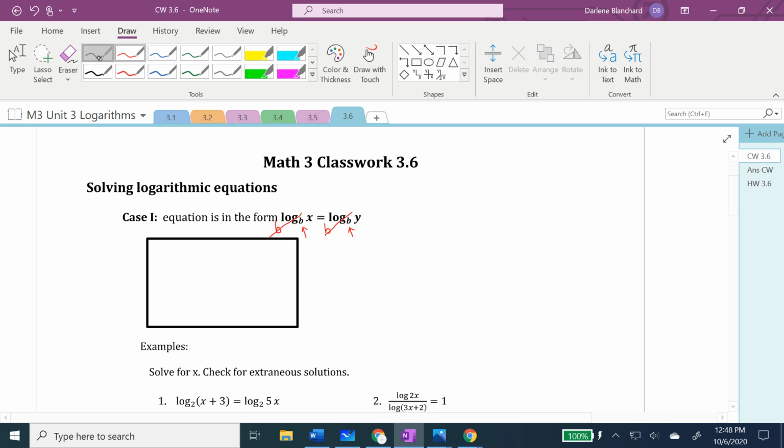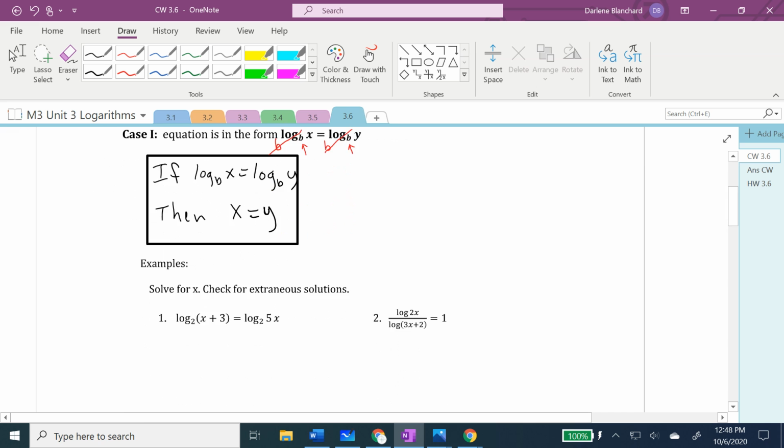So case one is if you are having that form, log base b of x equals log base b of y, you can go straight to x equals y. You don't have to show me how you are getting there. You just need to get there. So some examples.